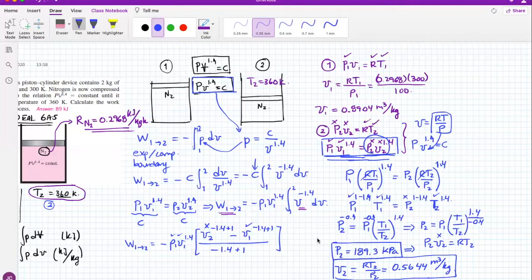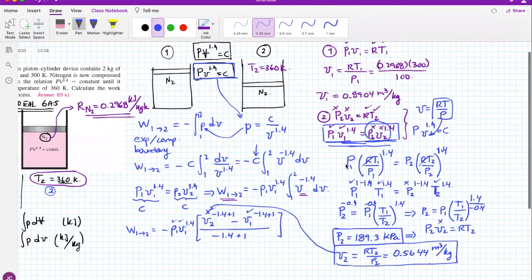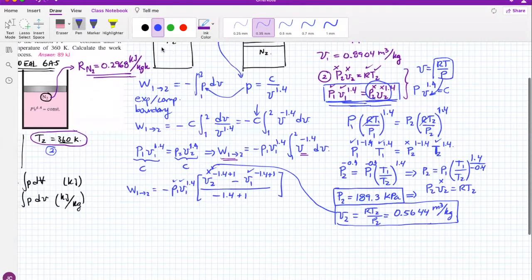Okay, a lot of going around with this stuff. But now with that, you can go back to this place and substitute it over there. Now, I would just make some room for myself in order to put down here, I'm gonna put W1 to 2 equals, let's just put values.